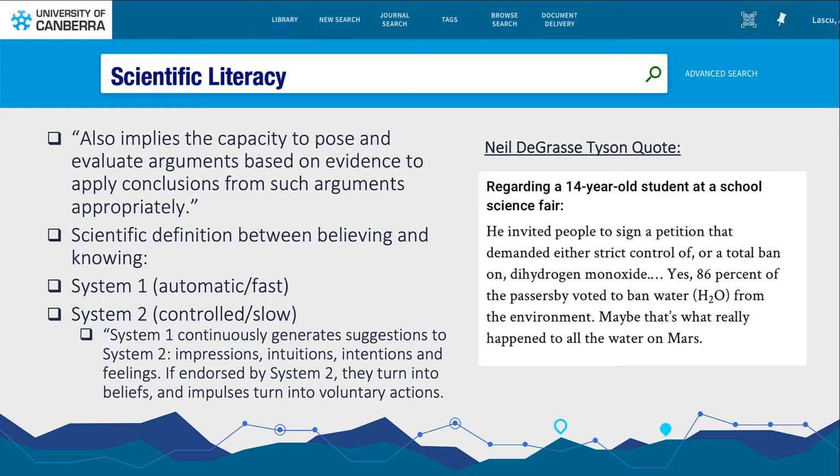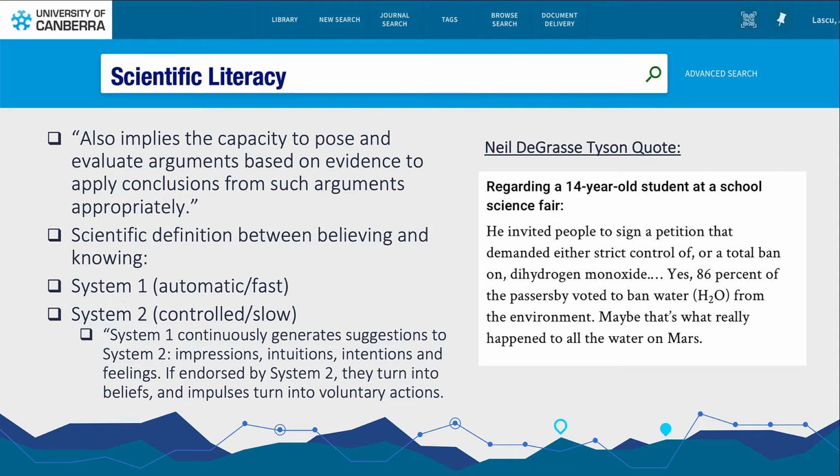We're believed to have two different systems that work in the brain simultaneously. We have the automatic or fast system, system 1, and controlled and slow as system 2. Now, they believe that system 1 continuously generates suggestions to system 2 through impressions, intuitions, intentions, and feelings, the things that happen straight away.